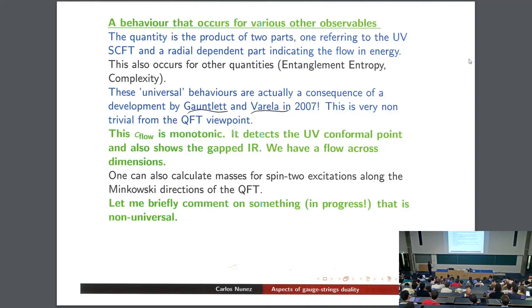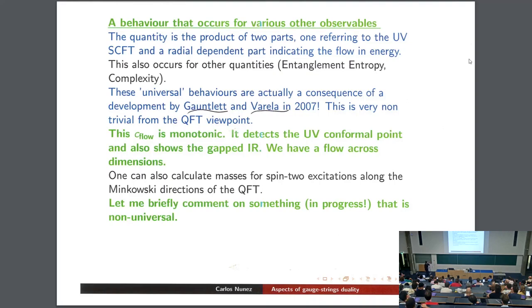I want to emphasize that the flow central charge is monotonic, it detects the UV conformal point, it detects the gapped IR, and it's a flow across dimensions. So this is something that is kind of difficult to define field-theoretically. One can calculate other things, and I emphasize certain universalities, so things that show the same behavior for the different members of the infinite family of conformal theories.